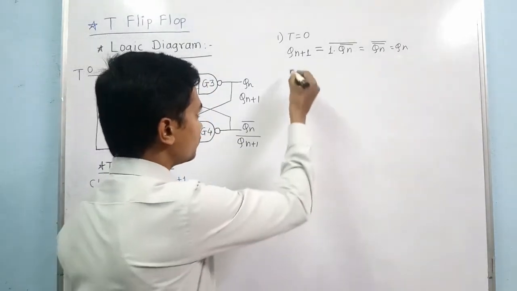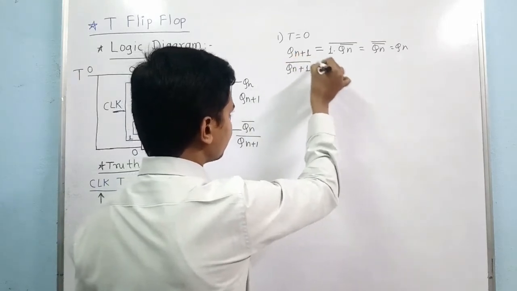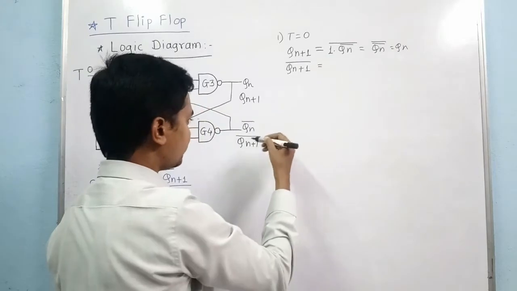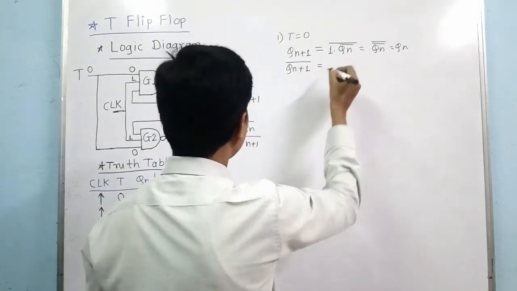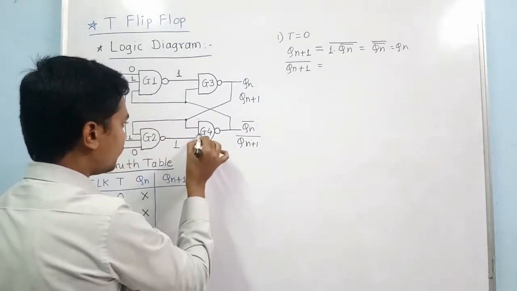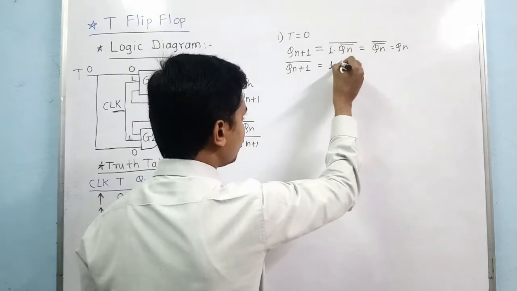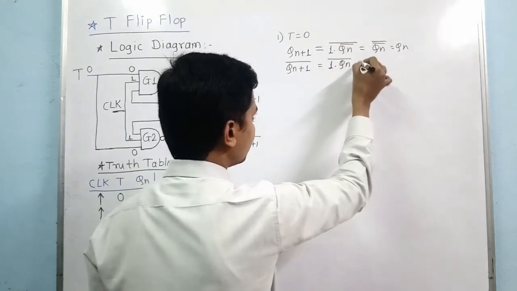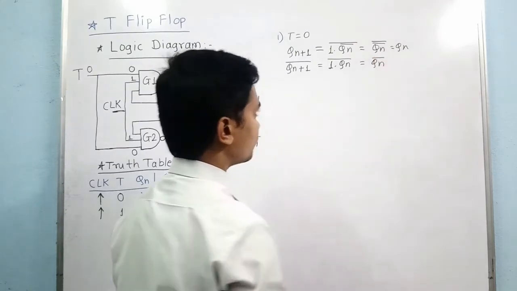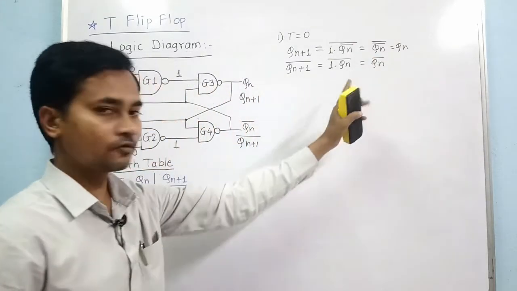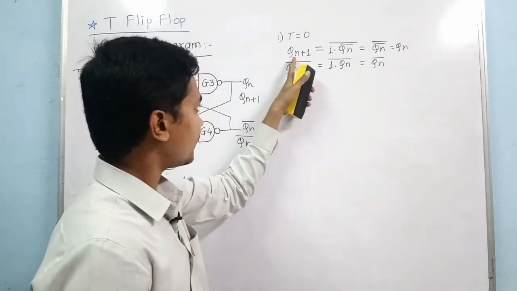Now let us go for the next output state. So Qn plus 1 bar is equal to what? Again 1 dot Qn, whole bar, is equal to what? Qn bar. So in this equation also we didn't get any value.